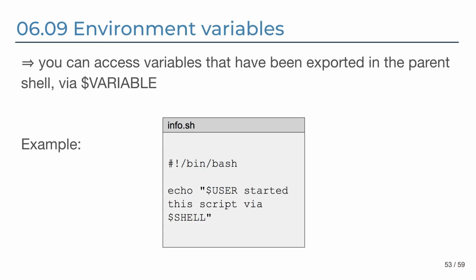The other option is environment variables. You just have to export it first, and then you can access it as a regular variable in your script. However, of course, if you define a variable with the same name in your script, it will take precedence over the one that's exported, because it overrides it.